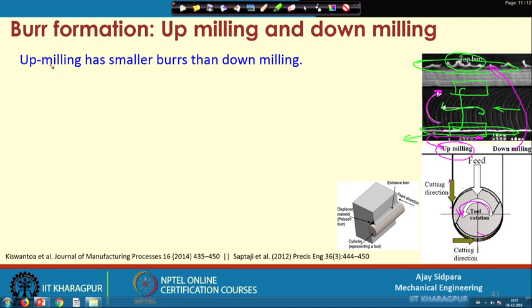So, now why is this so? Because it is showing that up milling has smaller burr formation than the down milling. So, now let us see that also. For that, what do we have to understand? We have to understand how the tool is approaching the workpiece. Now, this is the case. Now, this is our cutting tool and this is the edge. Now, you consider that your tool is moving in this direction.